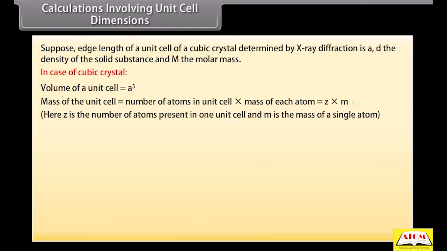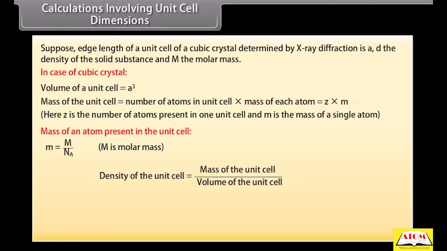Here, Z is the number of atoms present in one unit cell and m is the mass of a single atom. Mass of an atom present in the unit cell, m, is equal to M upon Nₐ, where M is the molar mass. Density of the unit cell is equal to mass of the unit cell upon volume of the unit cell. Therefore, it is equal to Z times M upon a cubed Nₐ, or d is equal to Z M upon a³ Nₐ.